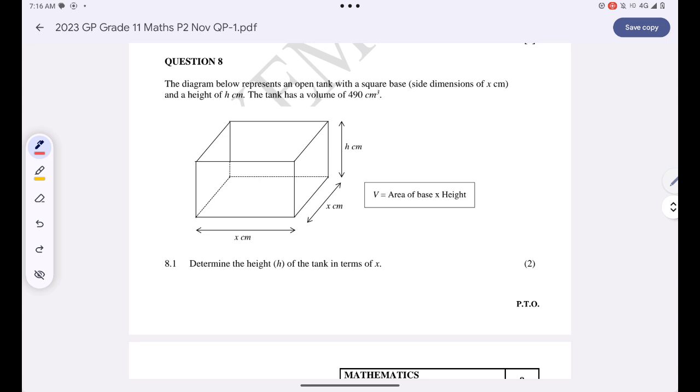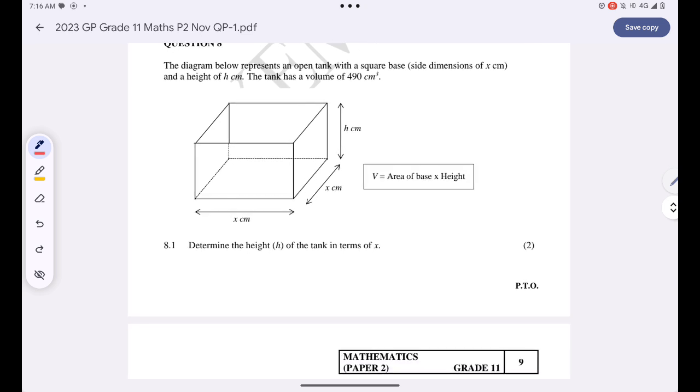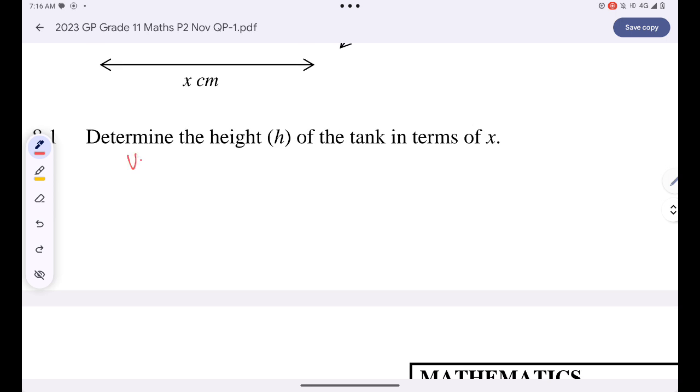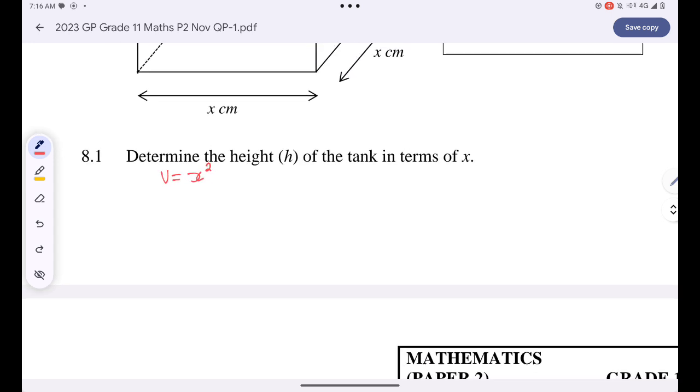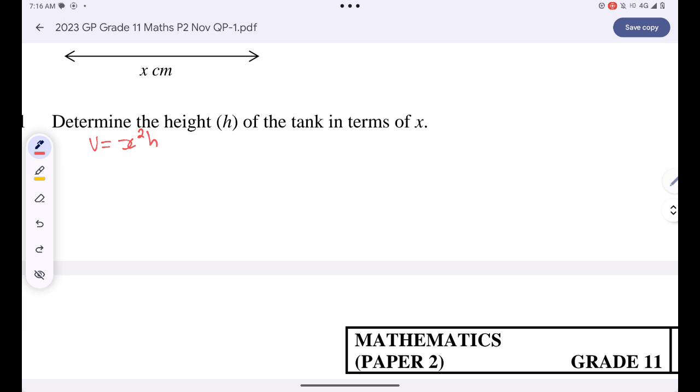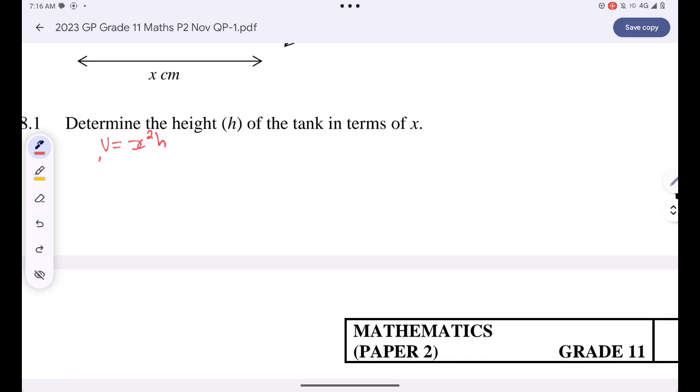So in this case, they want us to determine the height h in terms of x, right? Remember that the volume is equal to the area of the base. Our base is a square, right? So just say x squared, because the dimensions of the square are both x's. Multiplied by h. The volume is just 490. So this is x squared h. Therefore h will be equal to 490 all over x squared.